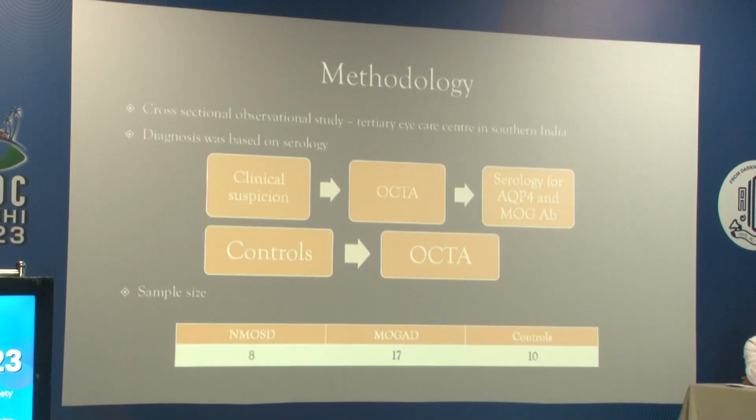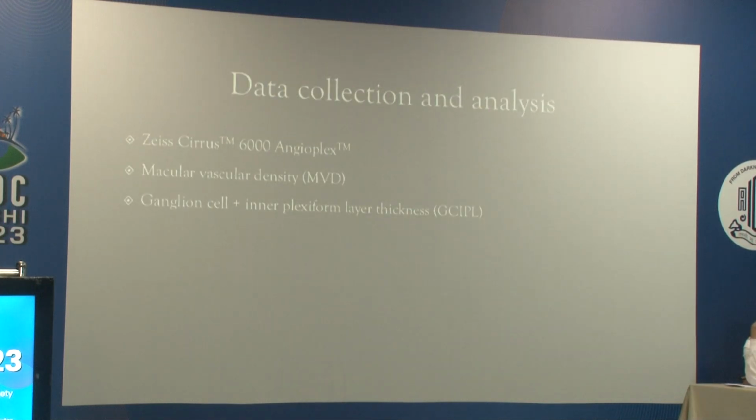So this was a cross-sectional observational study at a tertiary eye care center in southern India, and the diagnosis of NMOSD or MOGAD was based on serological testing. We had 8 patients of NMOSD, 17 MOGAD patients, and 10 healthy controls. We used the Zeiss Cirrus 6000 Angioplex OCTA system for collecting the OCTA images, and we studied macular vascular density to represent the microvascular changes and the ganglion cell inner plexiform layer thickness to represent the structural changes.